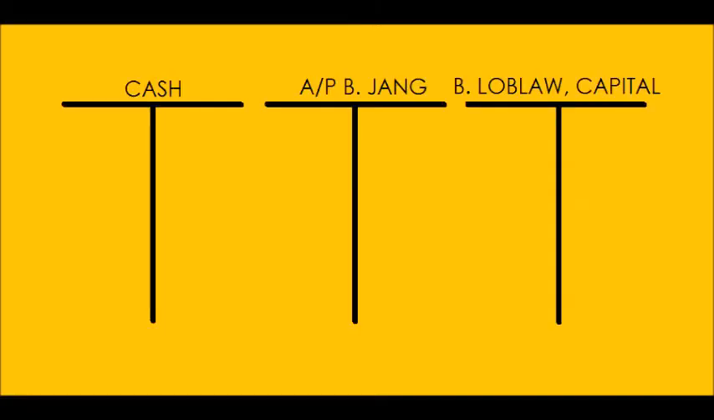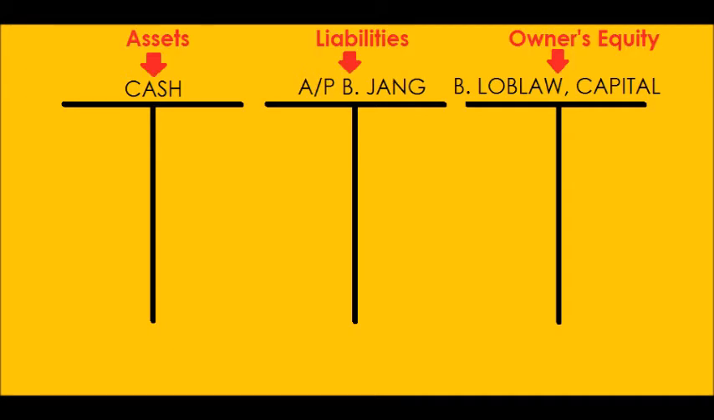Allow us to demonstrate how T accounts work. Please observe the screen. There should be three T accounts. The first T account, cash, is an asset. The second T account, accounts payable to Bradley Zhang, is a liability. The third T account, Yong, represents owner's equity.